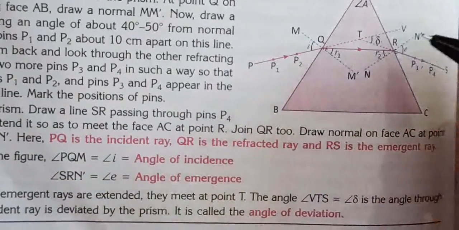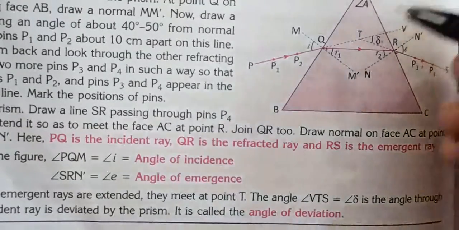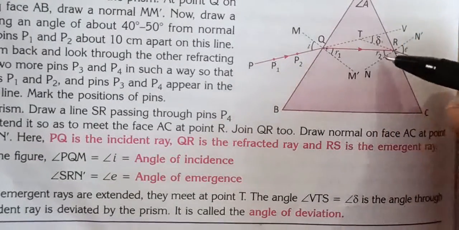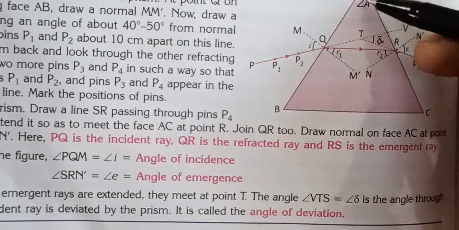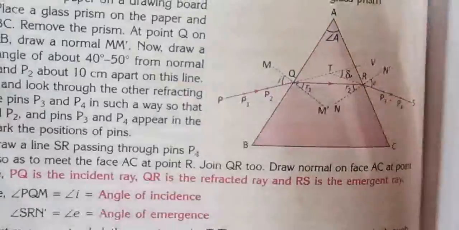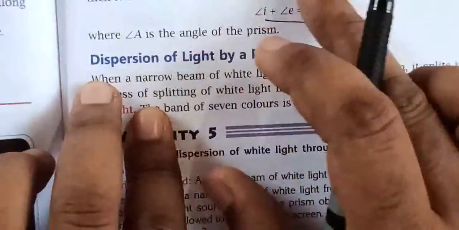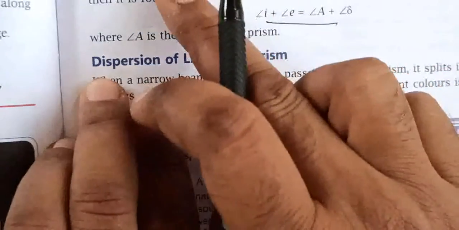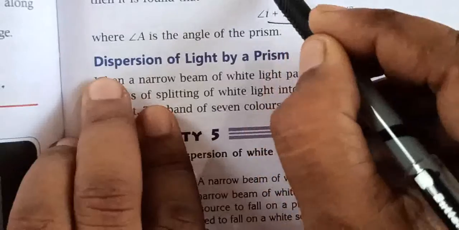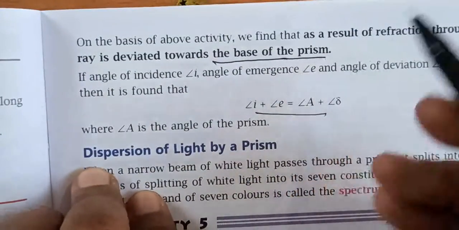PQ is the incident ray, QR is the refracted ray, RS is the emergent ray, I is the angle of incidence, R1, R2 are angles inside, E is the angle of emergence, delta is the angle of deviation, and A is the angle of prism. Then in this case, beta, on the basis of the above activity, we find that as a result of refraction through the prism, the light ray deviates towards the base. Light ray deviates towards the base. Important thing, you check it here.